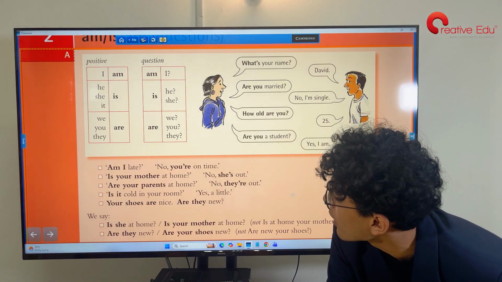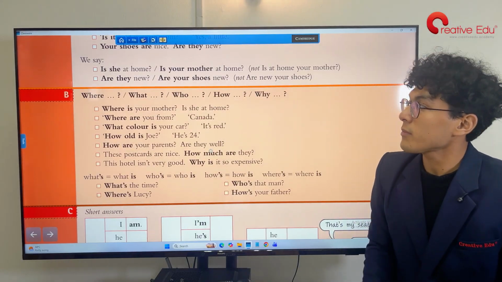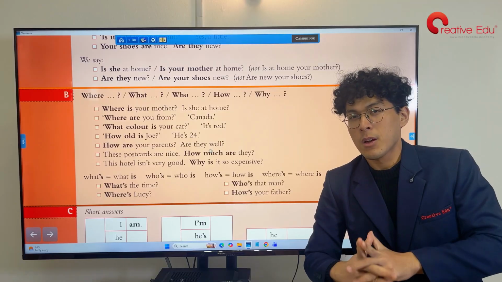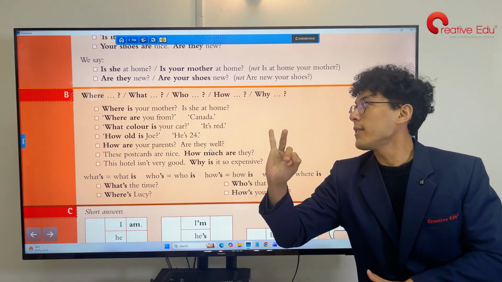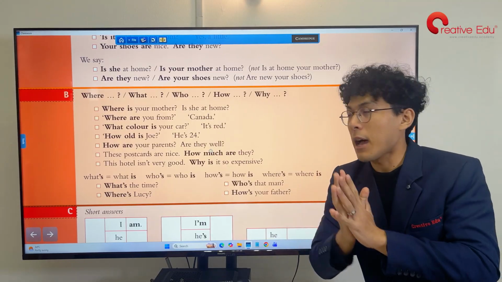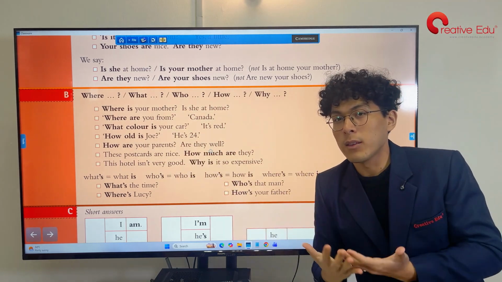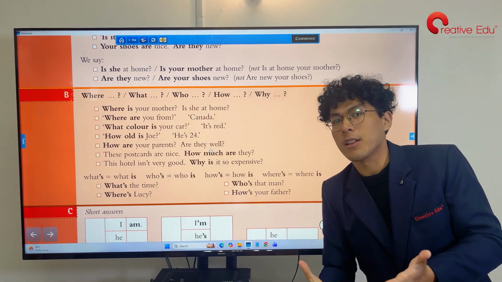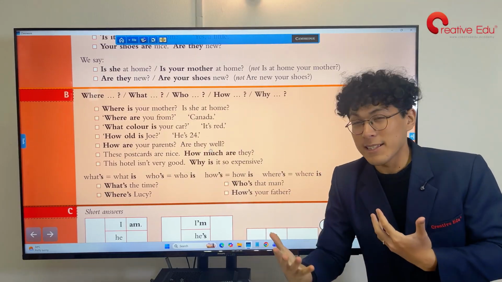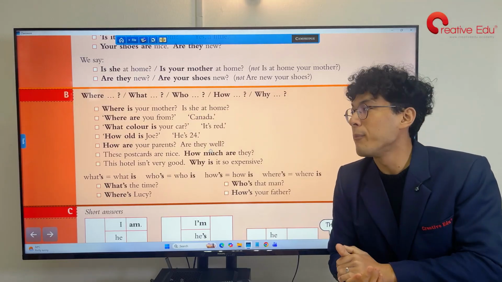Okay, now let's move on to the next page. Now take a look here. Now we're going to ask a couple more questions. We want to know where, what, who, how, and why things happen. So, when we want to know the position or location of something, we use where. Where is your mother? Is she at home?